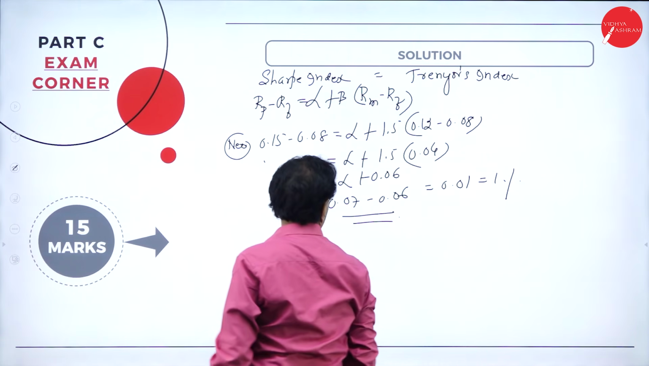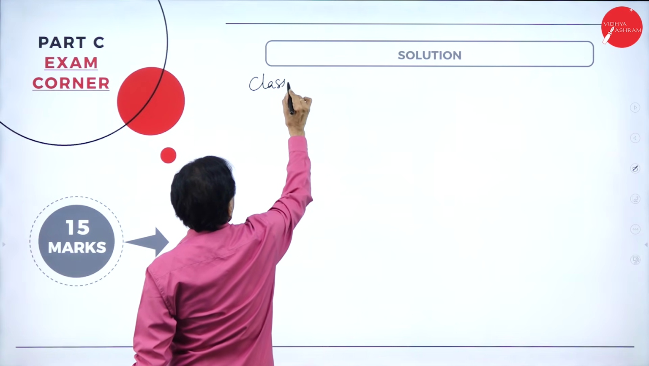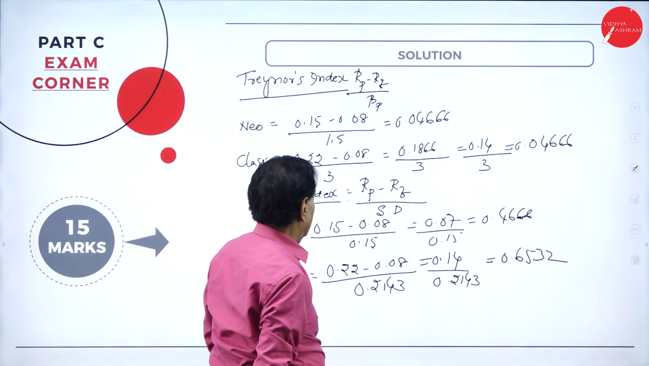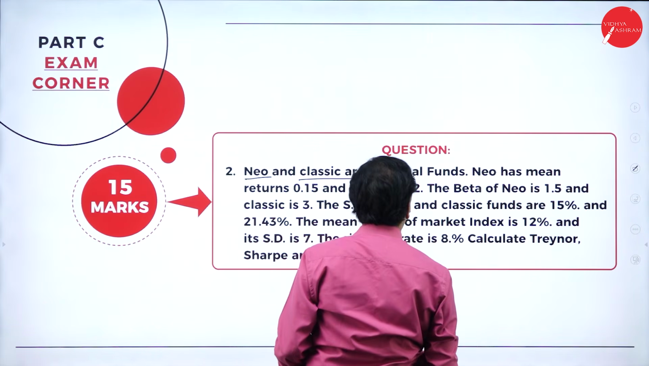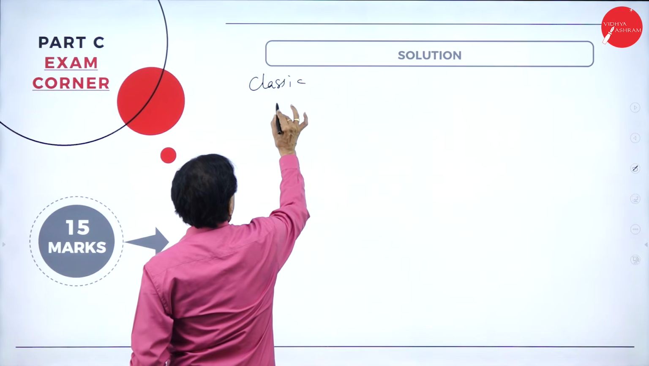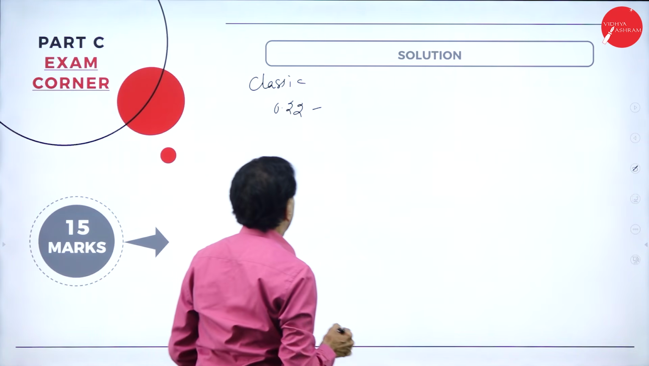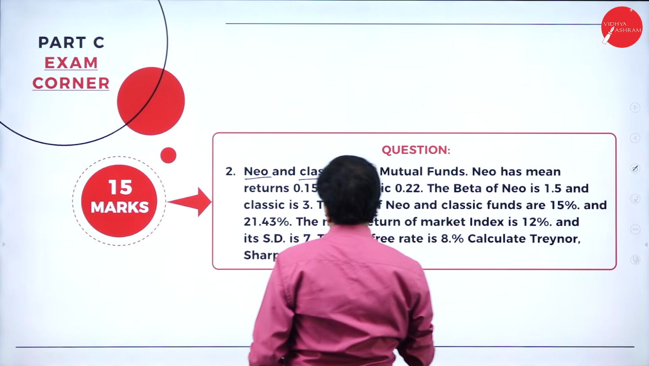Trainer's index, Classic. Same: RP minus RF. For Classic, the return is how much? 0.22. 0.22 minus the risk-free return gives Classic 0.2. The beta is like this.